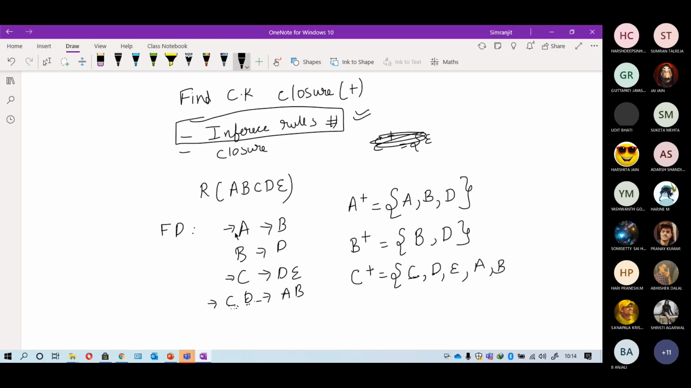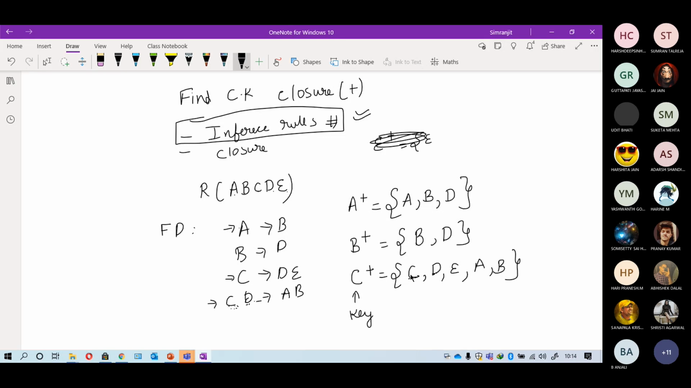Again check. Is A present in the set? Yeah, A is present in the set. So B is already written here. No need to include another B. Is B present in the set? Yeah, B is present in the set. So B is deriving D. So D is already included in the set. Do not need to write twice. Okay, because this is a set, you cannot write the same element in the set twice. So these are all done. So if you're seeing here, C is able to derive all the attributes like A, B, C, D, E. You can call C a key attribute because it is able to derive everything. So key. I am not saying candidate key, but key.